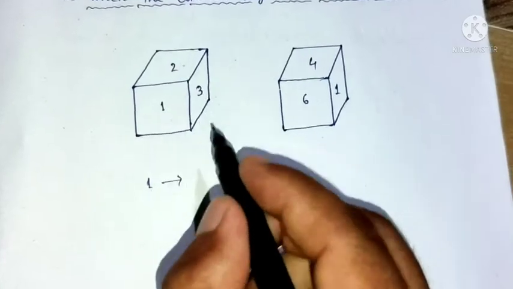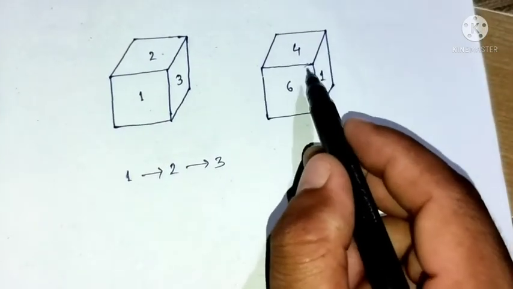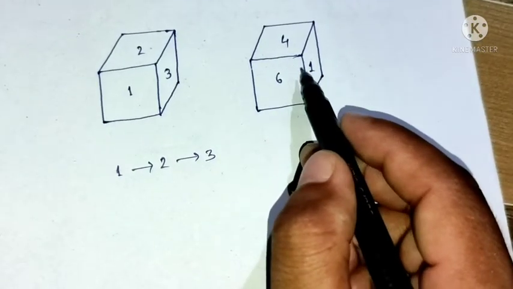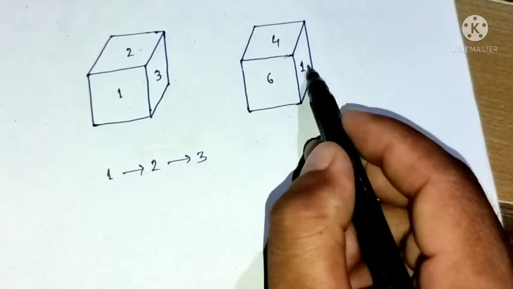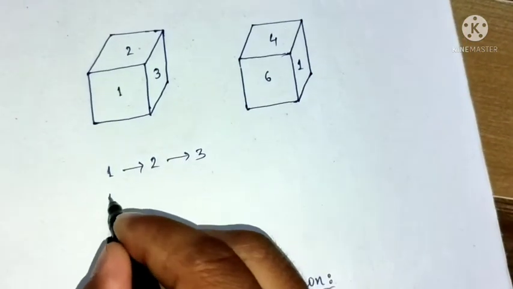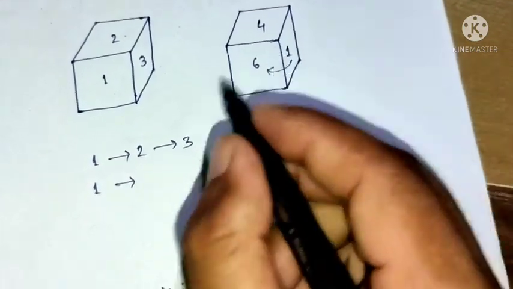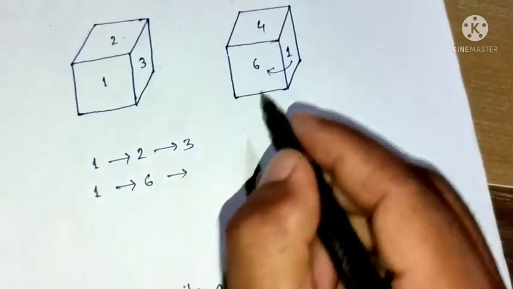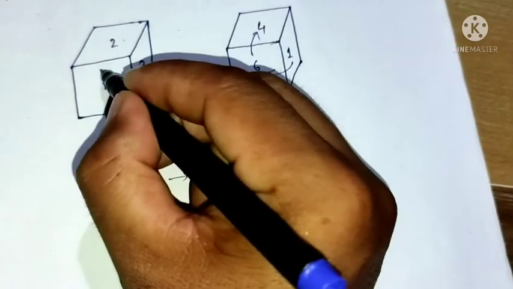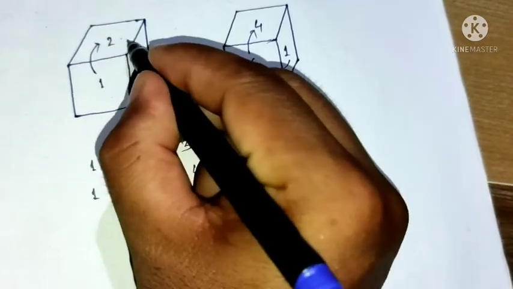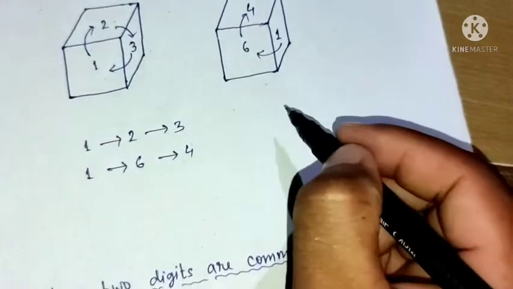Suppose after 1 you get 2, then 3. For the second position also we need to do the same process, but begin from the common digit. Here it is 1 and here is also 1. That is why we must begin from 1. So after 1 comes 6 from the figure. So after 6 what will come in the clockwise direction? 4. Just as in this one, in the clockwise direction after 1 comes 2, after 2 comes 3 and then after 3 comes 1, like this.